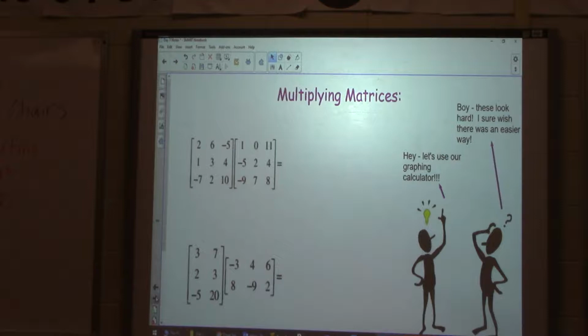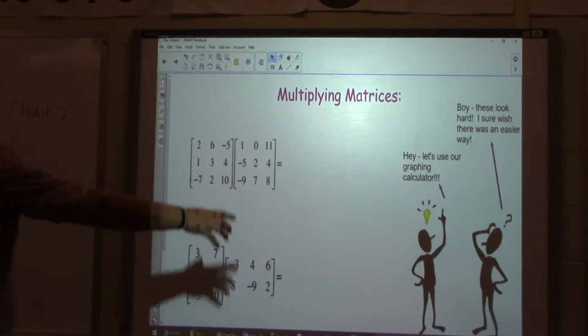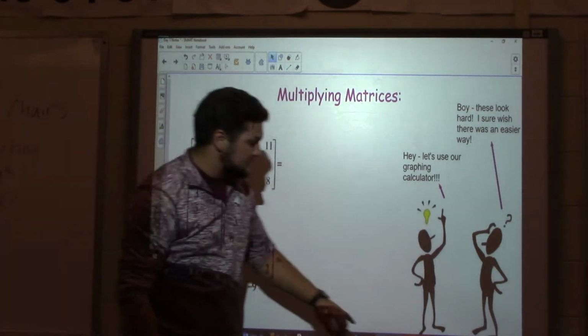Now, you said Casios are a little different. I think there's one person in one of my other classes that has an HP. Those will work a little different too, so we'll have to figure that out during work time, like how it's actually going to work. But the TIs, the Texas Instruments, you can just follow along today. So instead of doing it by hand, we're going to use our graphing calculators.